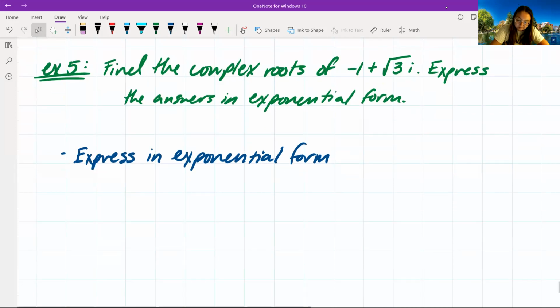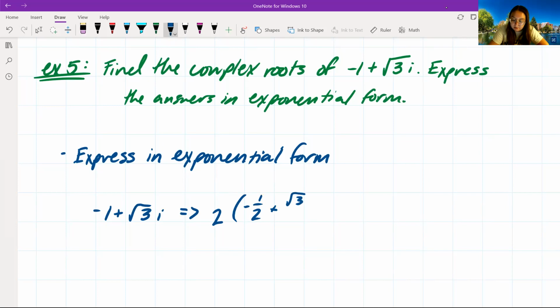So we have -1 plus the square root of 3i. Putting this in our exponential form, we get that this is going to be equal to 2 times -1/2 plus the square root of 3 over 2i. Remember, we can't just go straight to exponential form. We have to go to polar form first. So we have to really work backwards in this case.